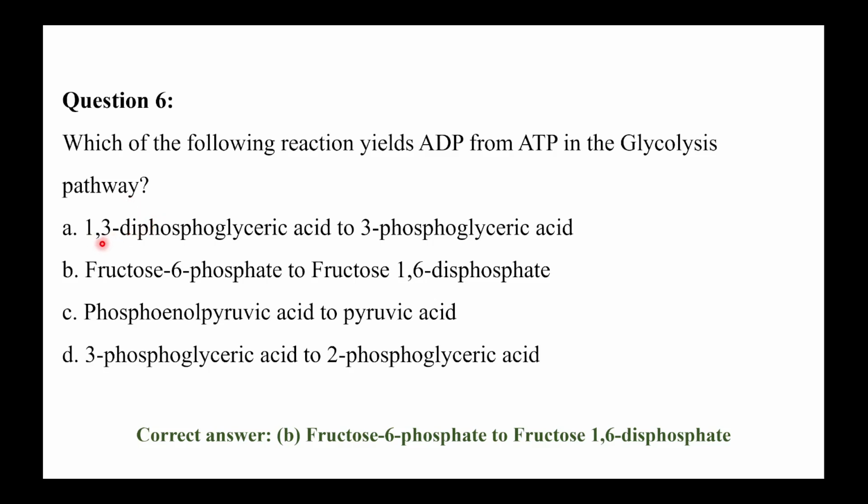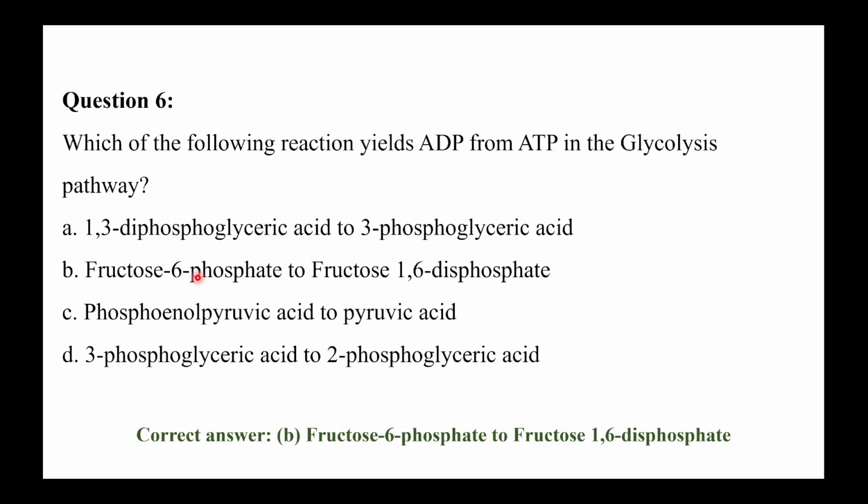The first option, 1,3 diphosphoglycerate to phosphoglyceric acid, is a dephosphorylation step. It is not acquiring a phosphate, it is losing a phosphate, so this cannot be the correct answer. In the second option, fructose 6-phosphate to fructose 1,6 diphosphate, it is acquiring a phosphate, so this is the correct answer. In the third option, phosphoenol pyruvate is losing the phosphate to become pyruvic acid, so it is donating the phosphate.